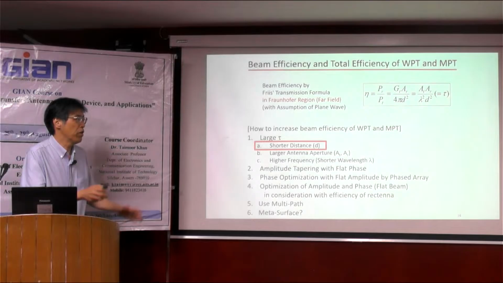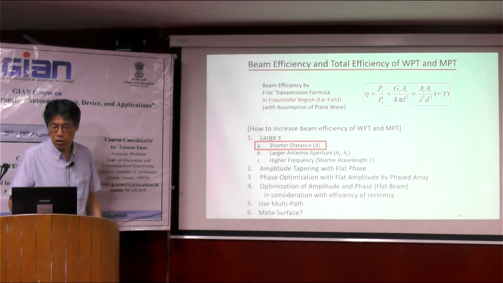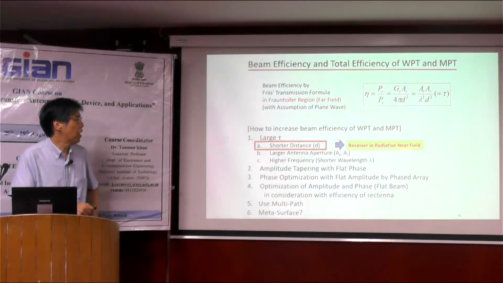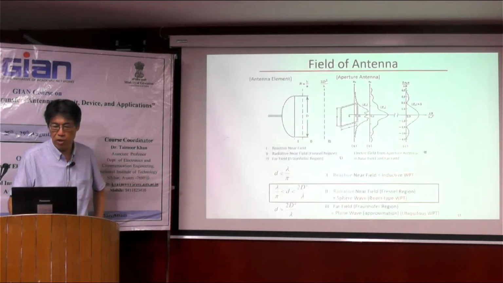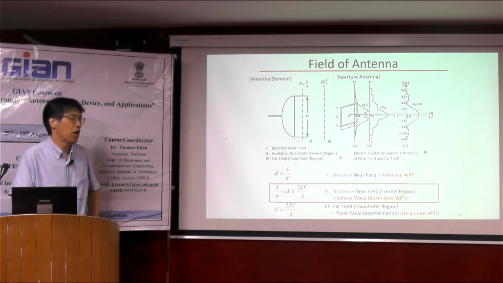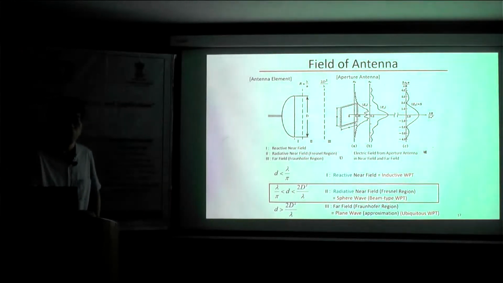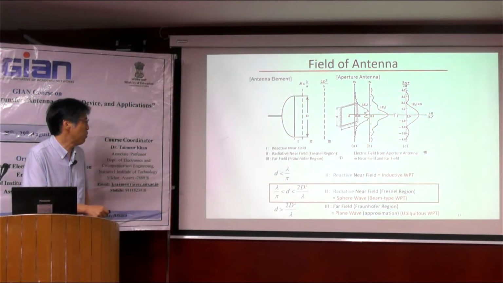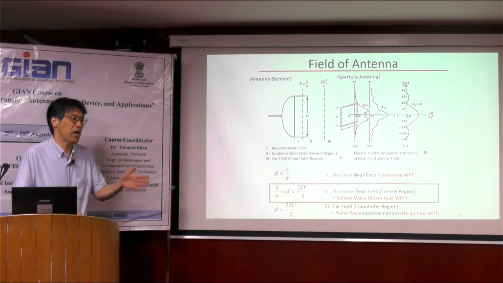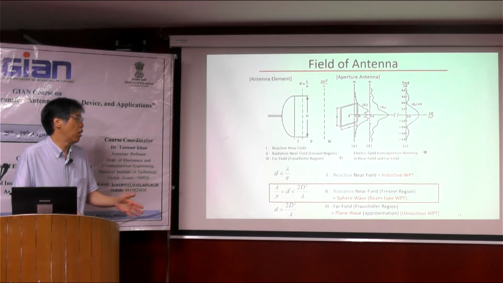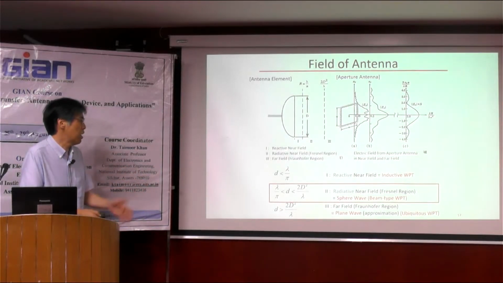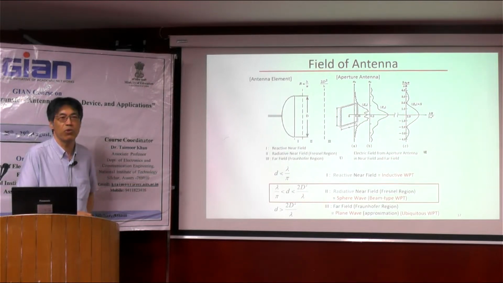If we put a receiver at a shorter distance, this area is named the radiative near field. The border between the radiative near field and the far field is described by this formula. It depends on the wavelength and the diameter of the antennas. Beyond this border, we can assume a plane wave, and before this border, we cannot assume a plane wave, and we have to consider the sphere wave.